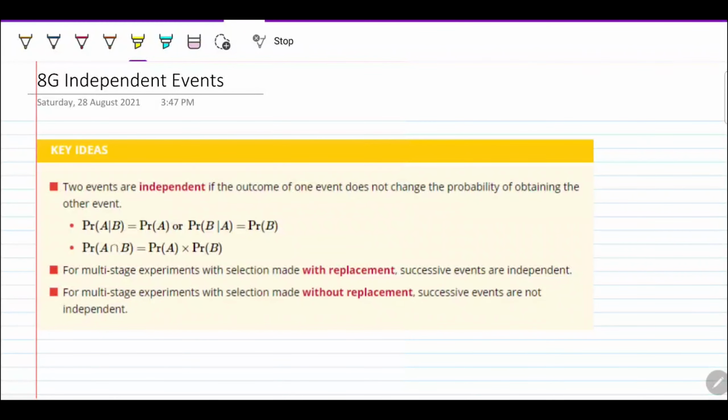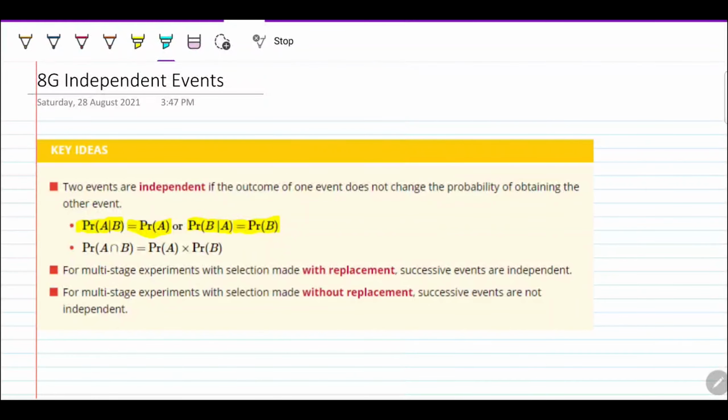We'll be looking at 8G, independent events. So two events are independent if the outcome of one event does not change the probability of obtaining the other event. So in other words, the probability of A given B is going to be equal to the probability of A. Or if we're looking for the probability of B given A, this is going to be equal to the probability of B. So that's the first thing I want you to take away from this video.